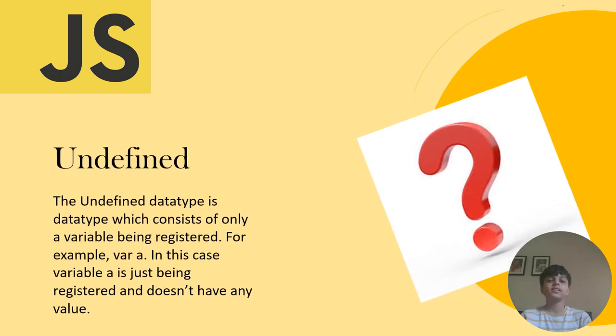And finally, the undefined data type. The undefined data type consists of only a variable being registered. For example, you just write var a. So in this case, variable a is just being registered and it doesn't have a value yet. So it is undefined.